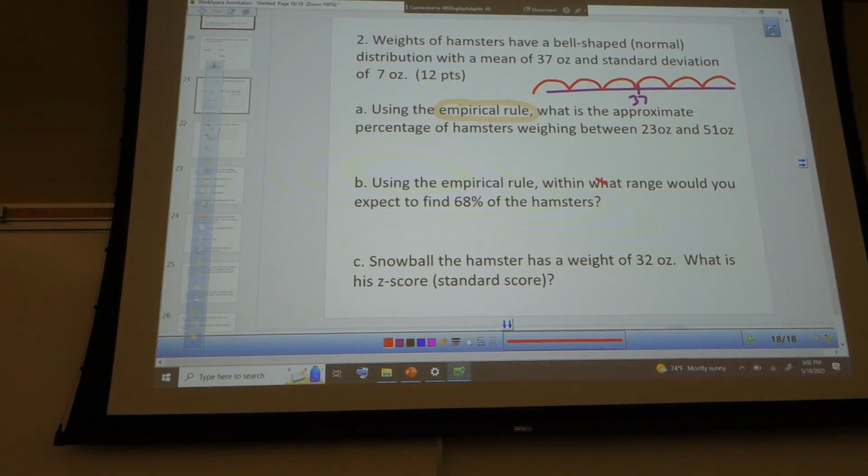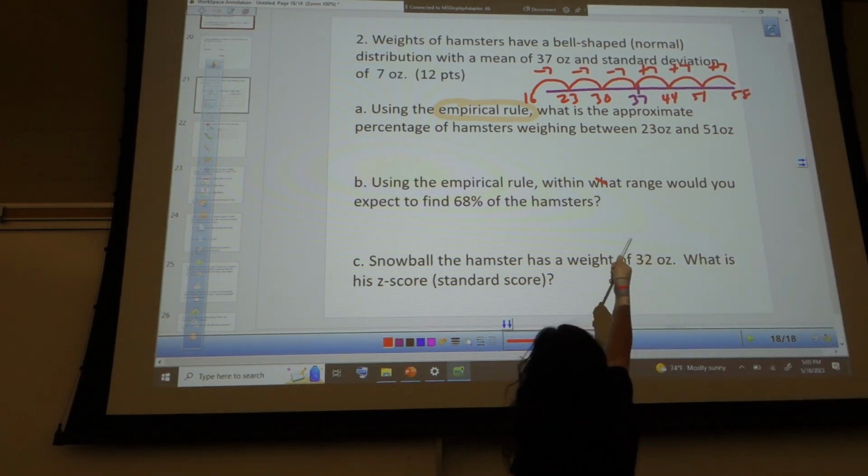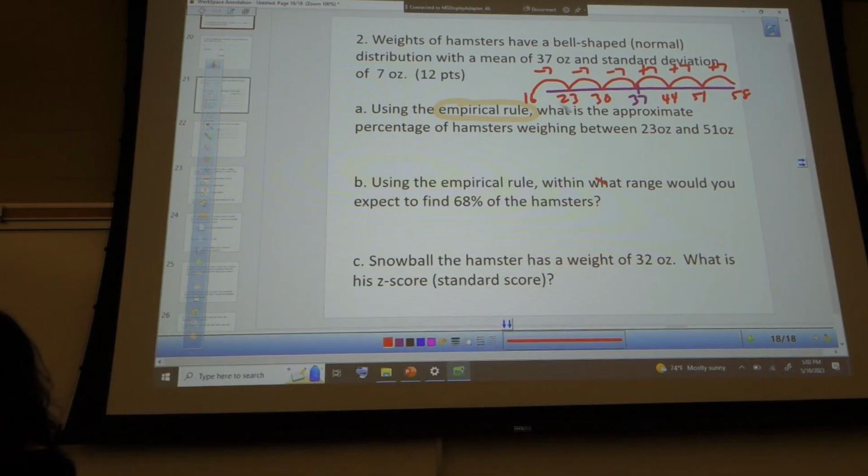So I have my mean in the middle, and I'm going to jump standard deviations to the left and the right. So I'm going to subtract 7, subtract 7, subtract 7 in that direction, or add 7, add 7, add 7 in that direction. From 37, minus 7 is 30, 23, 16, and then add 7: 44, 51, 58. So between 23 and 51, that is two standard deviations in either direction.